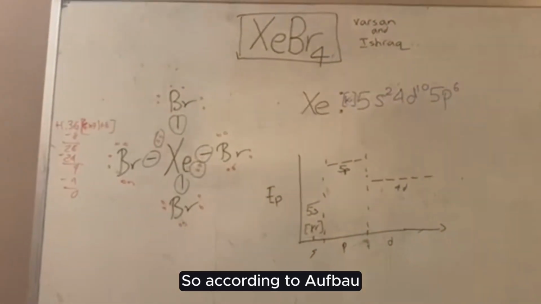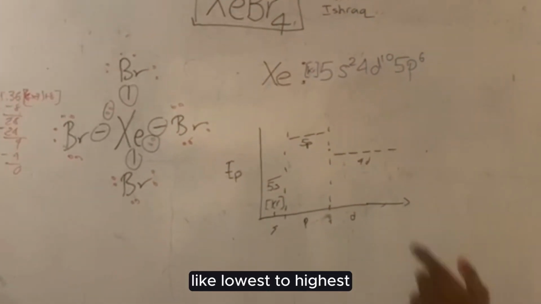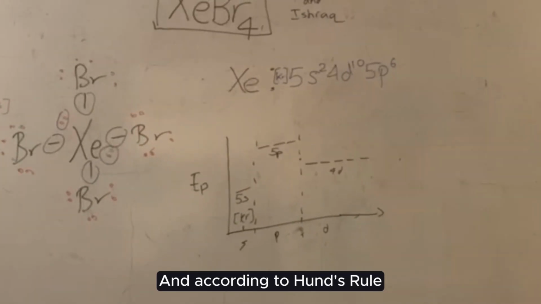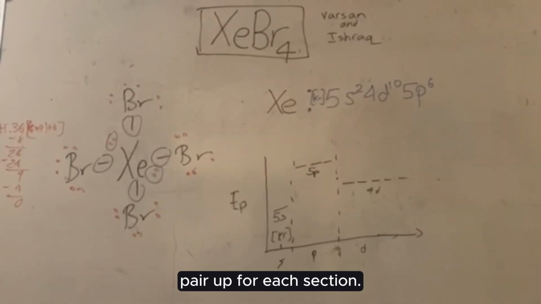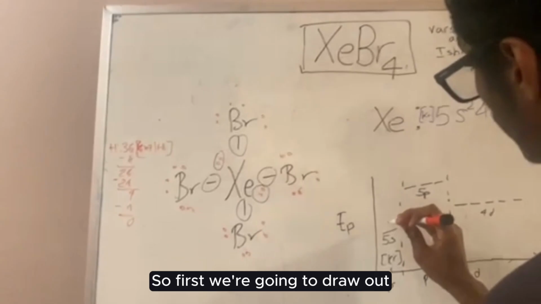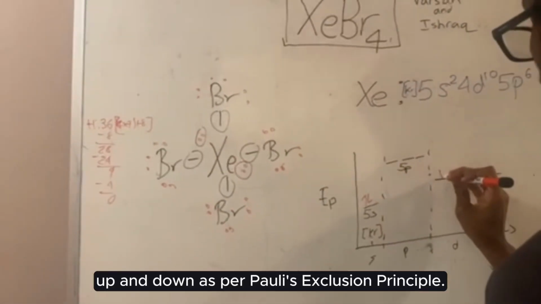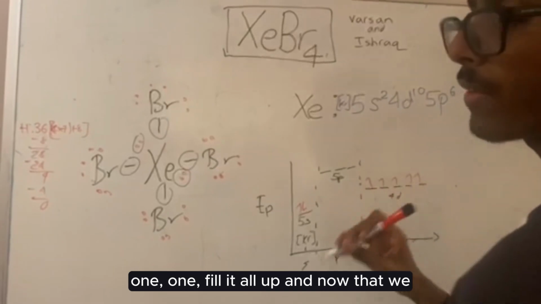So according to Aufbau's principle, electrons fill up energy levels from lowest to highest, so that's the order we're going to follow. And according to Hund's rule, each orbital gets one electron before any pair up, for each section, like 5. So first we're going to draw the up arrows as per Pauli's exclusion principle, due to the spin. We're going to do 1, 1, 1, 1, 1, fill it all up.